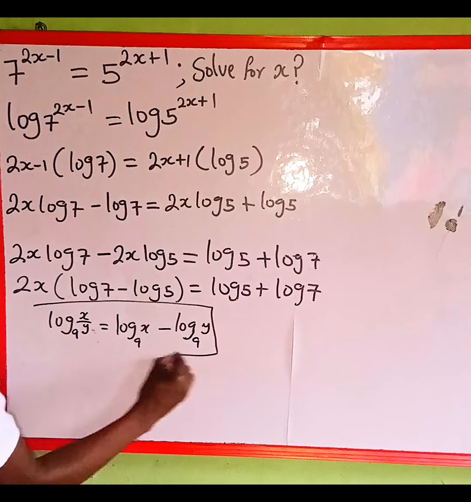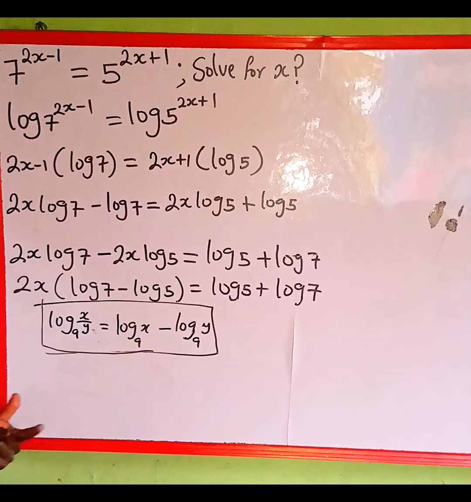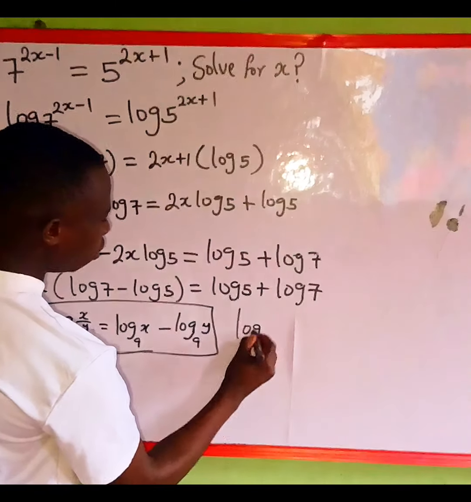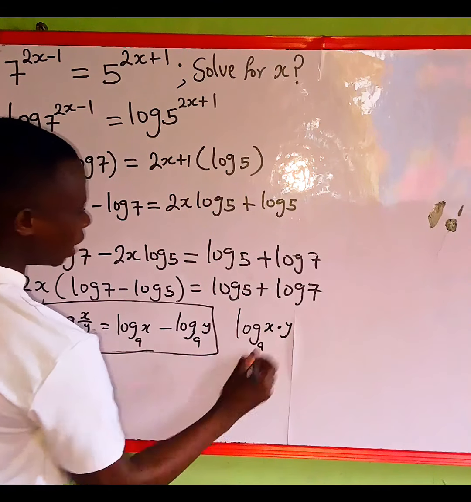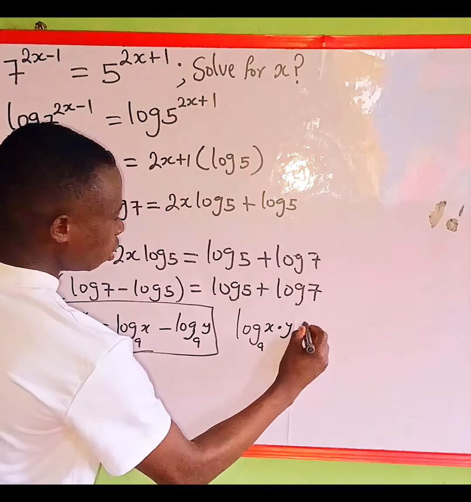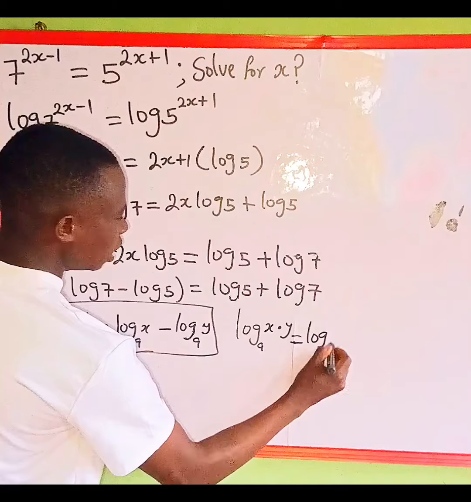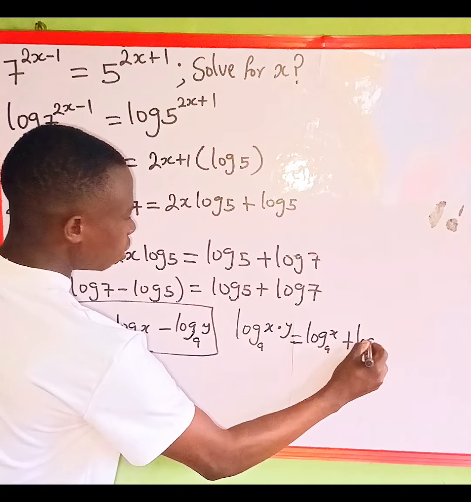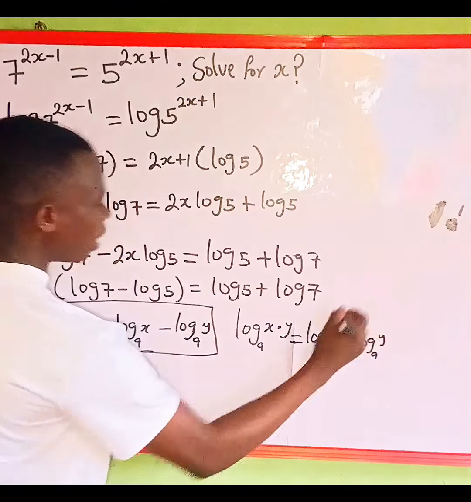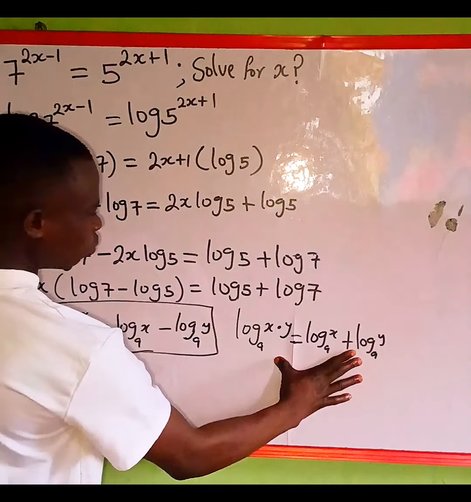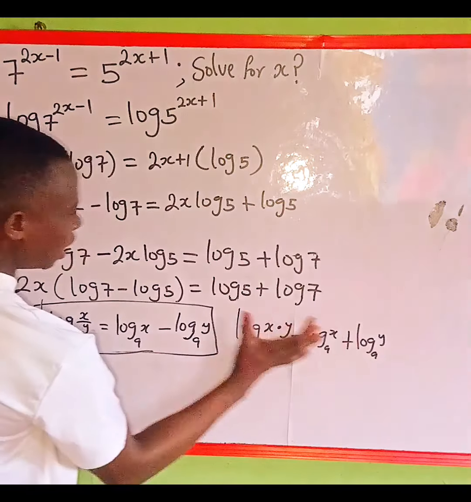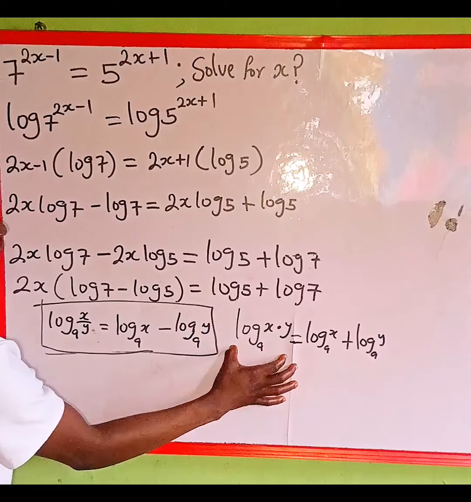And equally, we are going to recall the multiplication property of logarithm. When we have log to base a of x multiplied by y, this is the same as what? As log to base a of x plus log to base a of y. So this is the multiplication property of logarithm. And if you look at this equation, this right hand side is in the form of this, so we are going to convert it to this form.